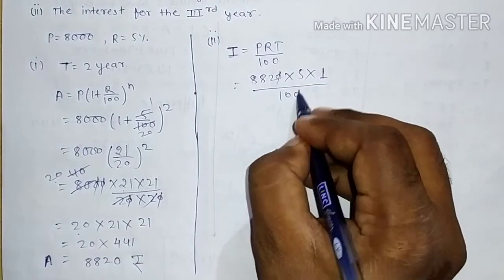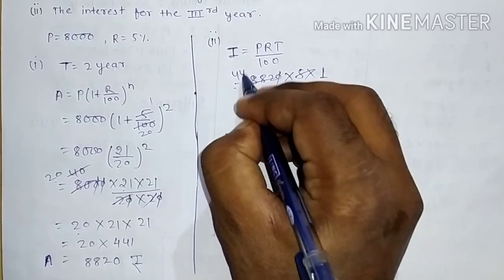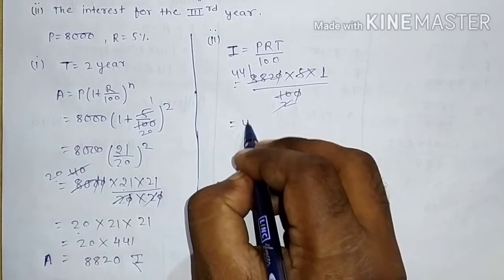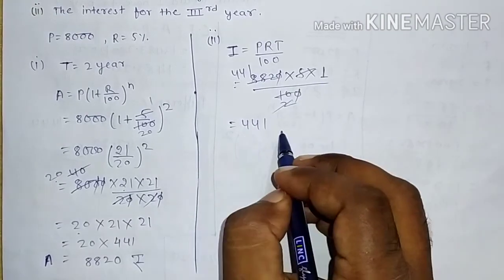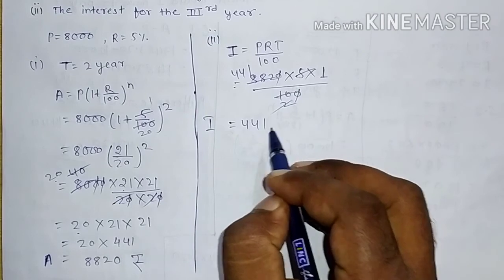Now 0 0 cancel out. 5 2 are 10, and it will be cancelled out. 2 4 are 8, 2 4 are 8, 2 1 are 2. Now 441 into 1, that is 441. So interest of third year will be 441.